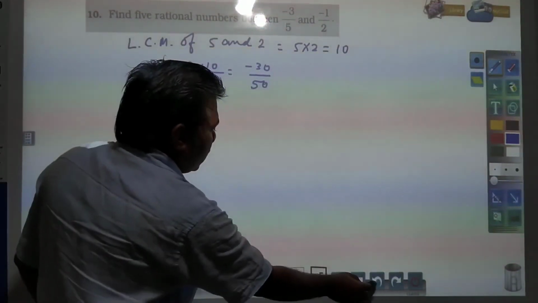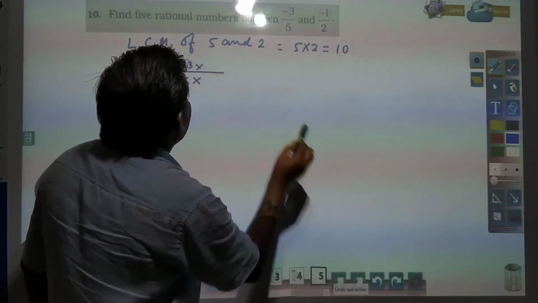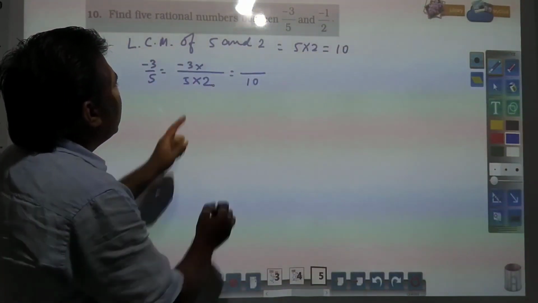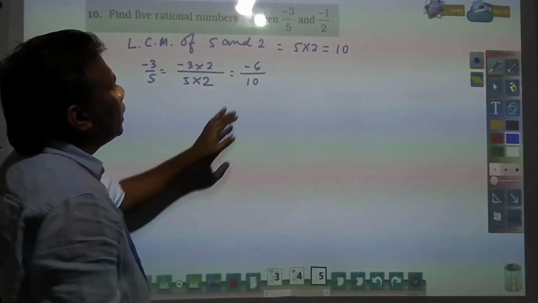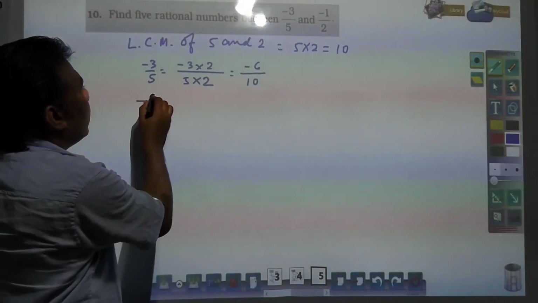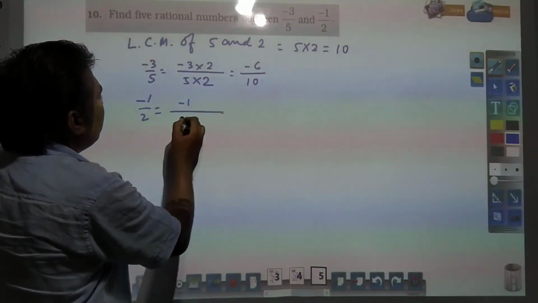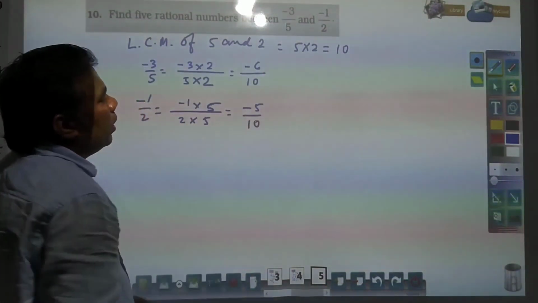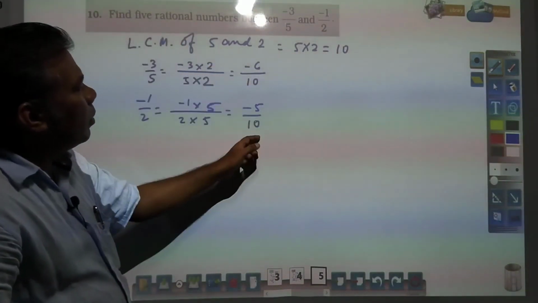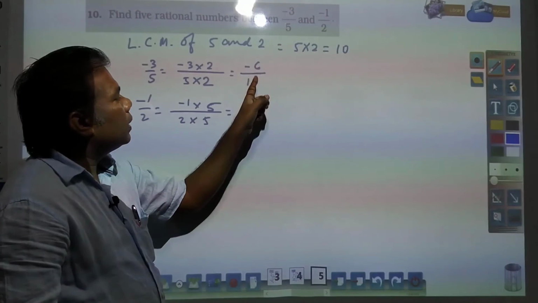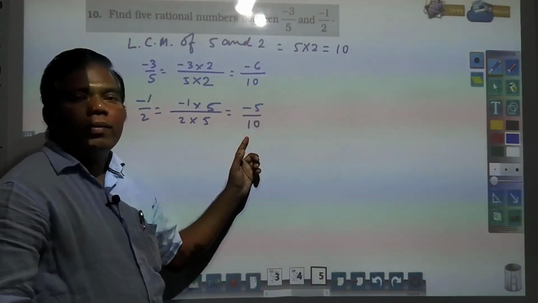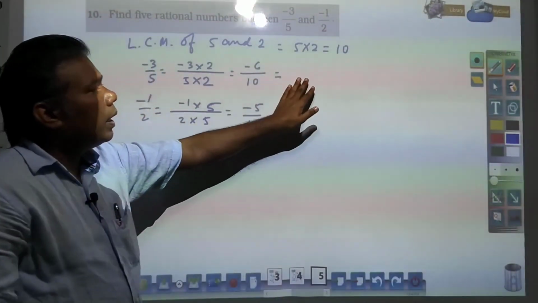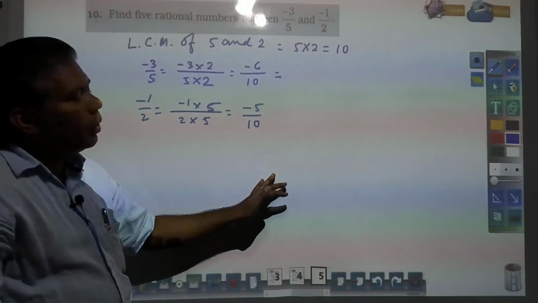Sorry, what I did. This is required to be converted into 10. So 5 twos are 10 and this is 3 twos are 6. Minus 6 by 10. And this will be minus 1 by 2, this is minus 1 by 2 into 5. So it will become minus 5 by 10. Now we need to find out 5 rational numbers. So we cannot write 5 numbers in between minus 6 by 10 and minus 5 by 10. For that, what is required to be done? This is required to be multiplied by some bigger number so that in between we can find them.